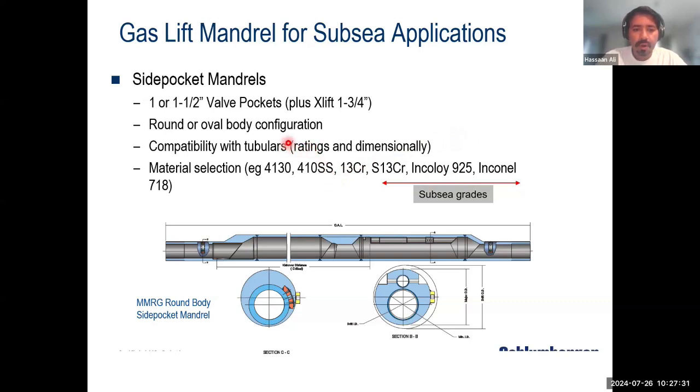There are two types of cross-sectional configurations. One which you see over here is called round configuration, in which the pressure is uniformly distributed. There is another one which is called oval configuration, in which the pressure is non-uniformly distributed. Primarily, the round cross-section mandrels are used for the subsea, deep sea applications, the high pressure applications, and high temperature applications, while the oval mandrels are used more for the onshore applications.